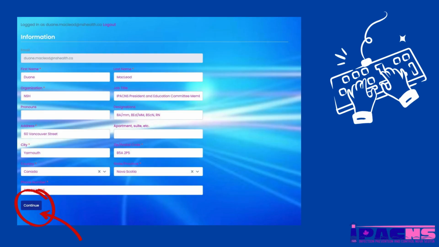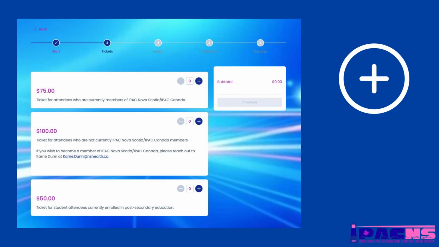Once completed, click the blue Continue button. This will bring you to the ticket option page. As a conference attendee, you will pick one of 3 ticket options: member, non-member, student. You can also choose multiple ticket options at this point. For example, you are registering for 2 members and a student.